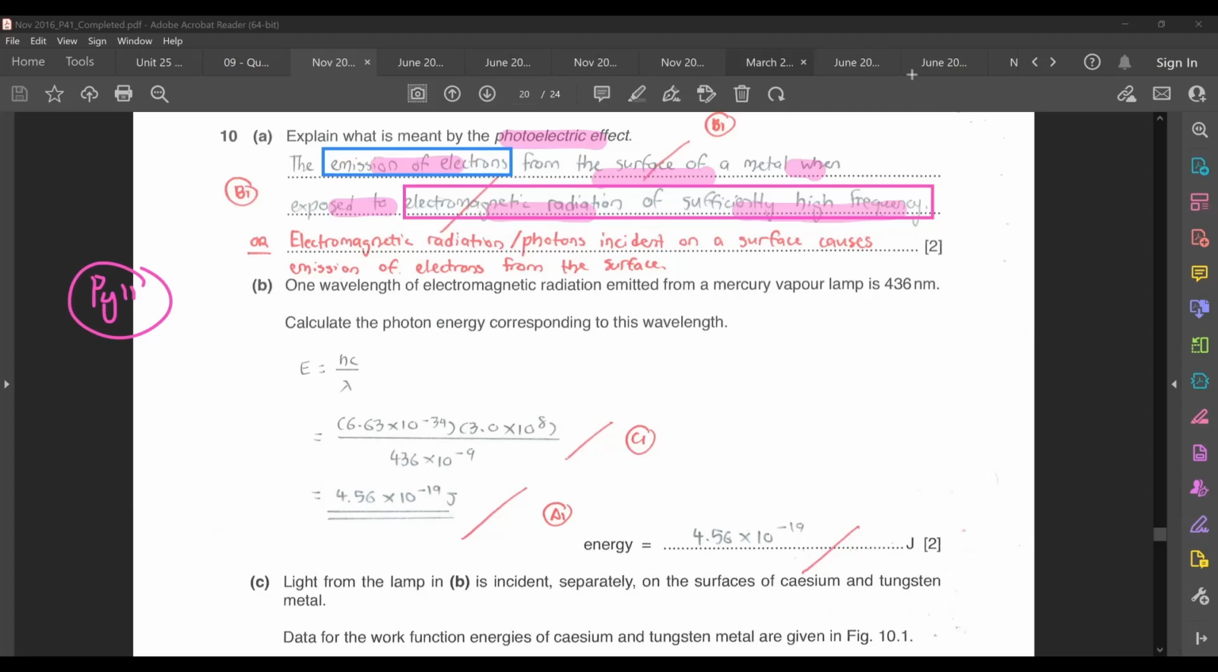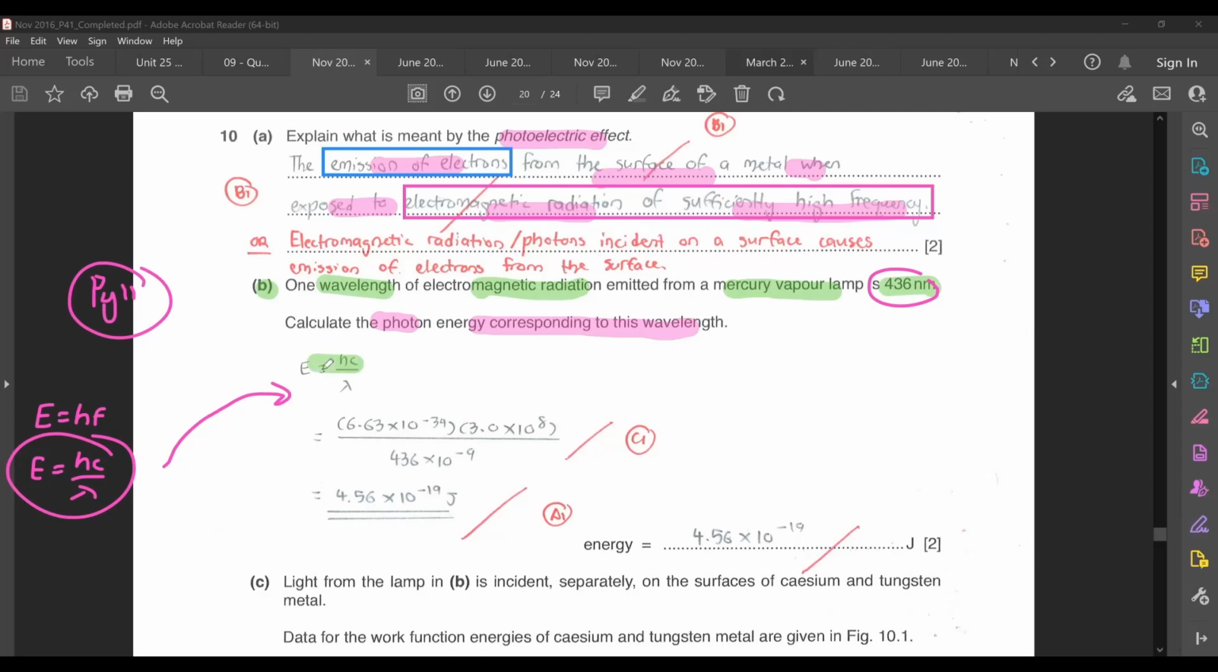And then you now look at B. One wavelength of EM radiation emitted from mercury vapor lamp is 436 nanometer. Calculate the photon energy corresponding to this particular wavelength. So we know E is equal to hf or E is equal to hc over lambda. Since you're given wavelength here, you will use the second one. So sub in the relevant values.